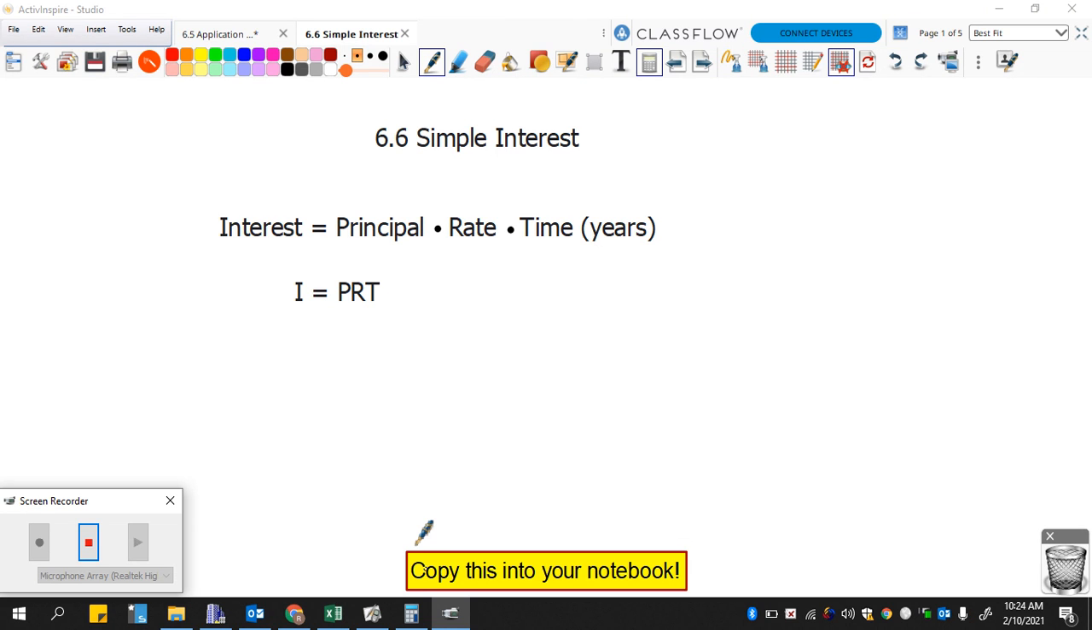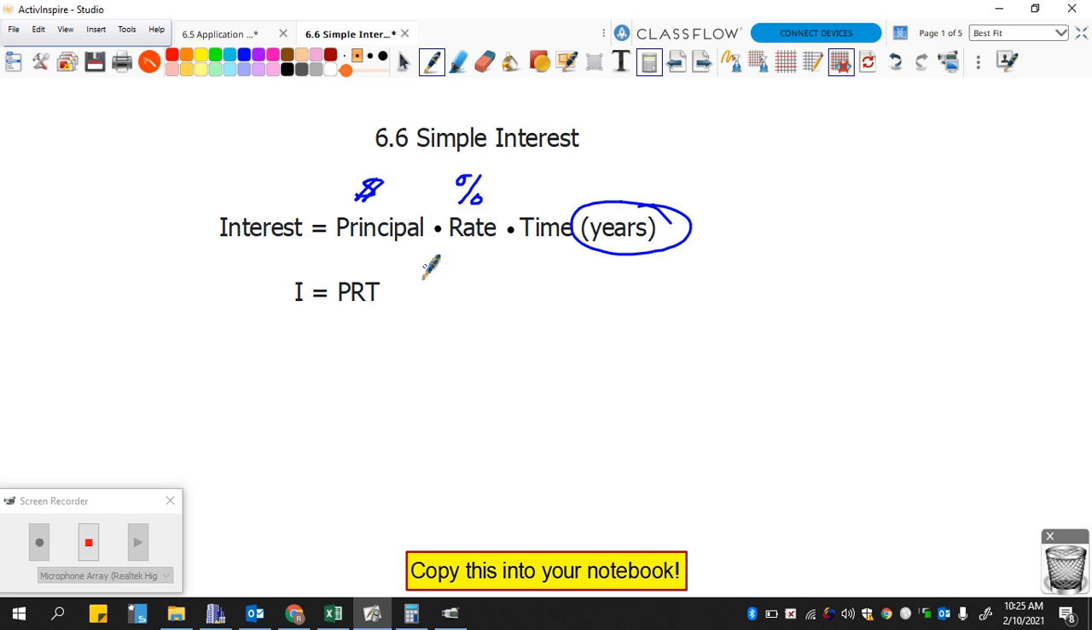In this lesson, we're going to talk about the use of percents in calculating simple interest. Simple interest is simply the amount of money that you pay if you borrow money, or that the bank or somebody pays you if you loan money to them. The simple formula for interest is that you take your principal, which is your original money, the amount that you borrow or the amount that you loan, times the rate, which is the percent, times the time in years.